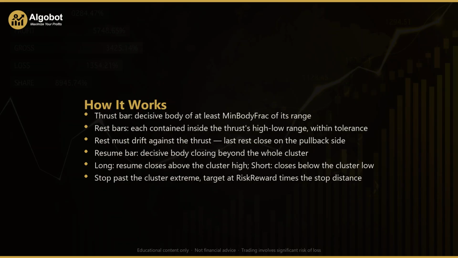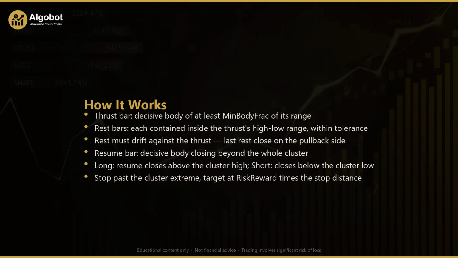Now let's walk through the exact logic, step by step. The expert advisor acts only once per freshly closed candle, so it never reacts to a half-formed bar. It also allows just one position at a time for its own magic number, keeping things clean and simple. It then lays out the recent candles from newest to oldest. The most recently closed bar is the candidate resume bar. Behind it sits the rest cluster, whose size is set by the pullback bar's input, which defaults to 3 and can range from 2 to 4. Behind the cluster sits the thrust bar.